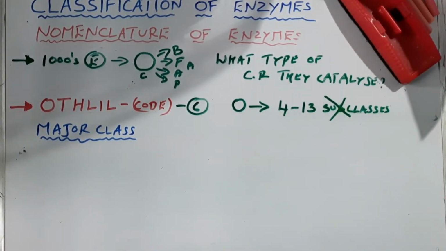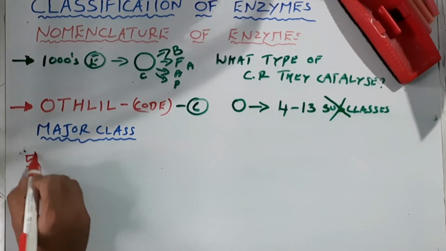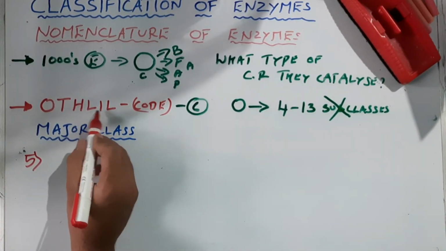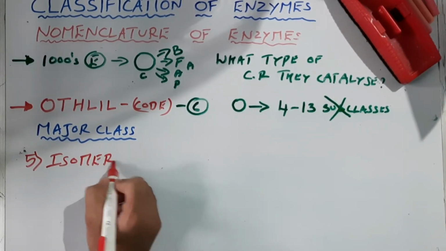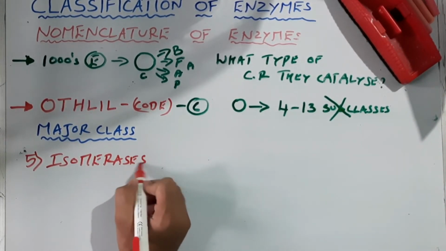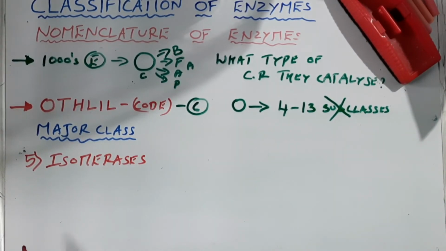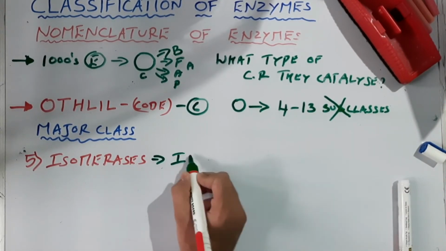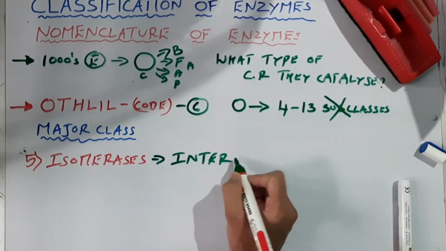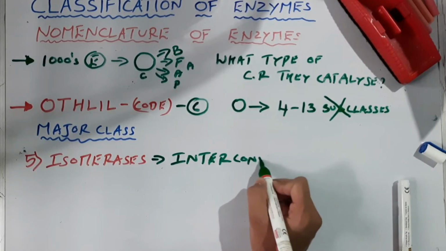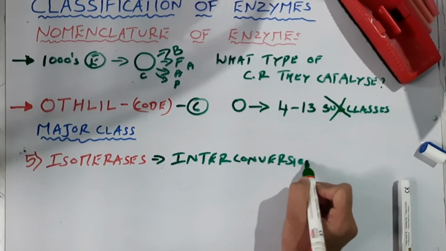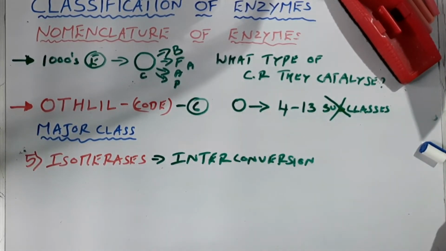So the fifth major class of the enzyme, let me just write, that is isomerases. In glycolysis these enzymes are there, correct? Isomerases are very common actually. Let me just write what is exactly the function of isomerases. They are just going to bring about interconversion. What is interconversion? Just change of position, that is interconversion.